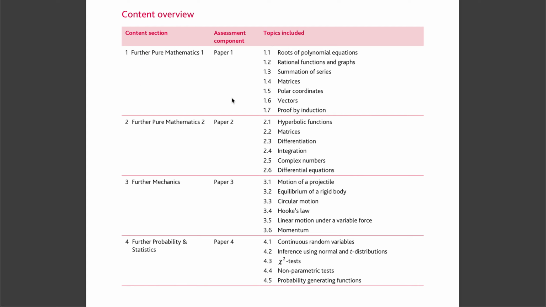Alright, so now we have content overview. Section 1. The 9231 syllabus is from Cambridge A levels, so it's CAIE, and pretty much there's 4 papers. So paper 1 is further pure maths 1, paper 2 is further pure maths 2, and then papers 3 and 4 are further mechanics and probability and stats, respectively. There's different combinations of how you can take the assessment itself, which I'll get to later.